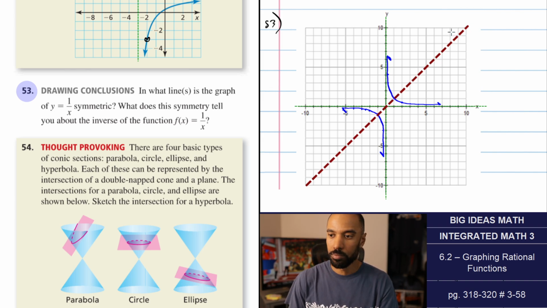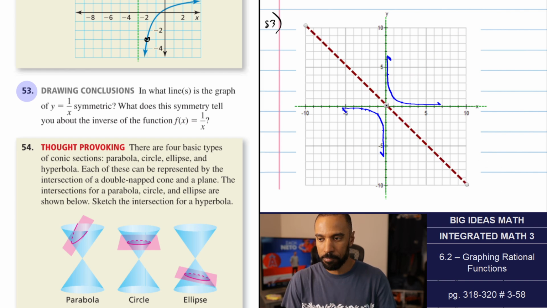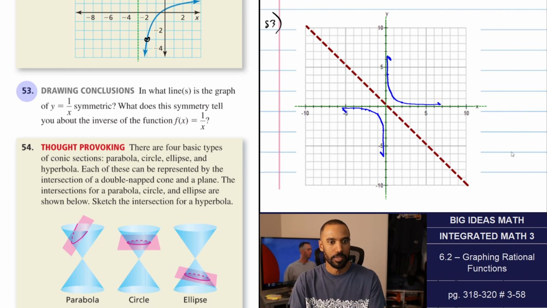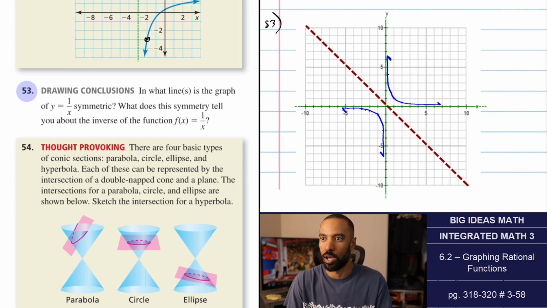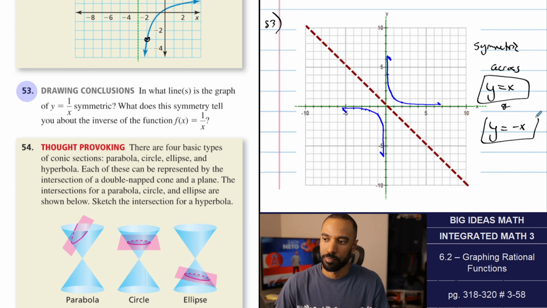There's also the line, though, y equals -x. How about this one? This one seems to have the same kind of symmetry. If I flip it like that, there's symmetry across that one as well. Y equals -x. It reflects across those lines. So in what lines is the graph of y equals 1 over x symmetric? It's symmetric across y equals x, and y equals negative x.